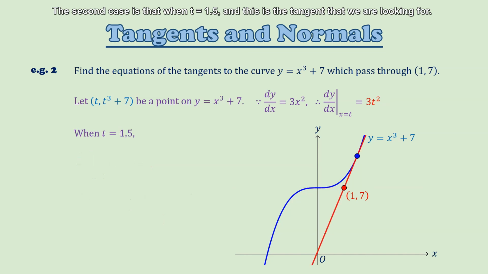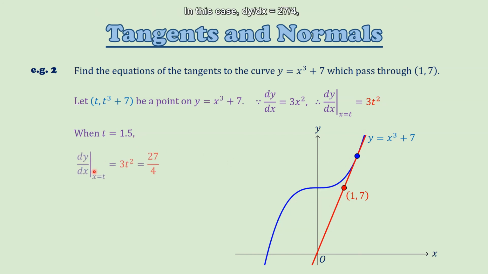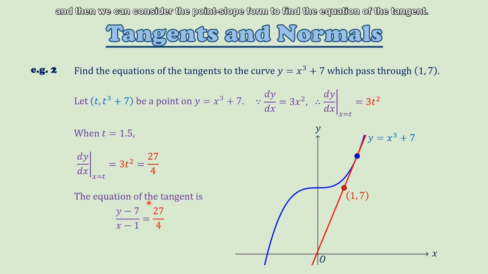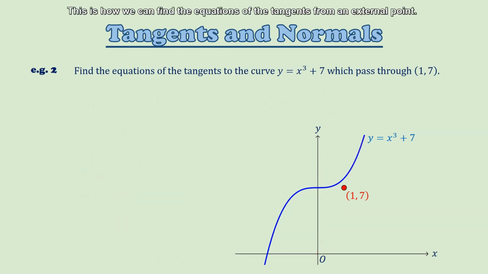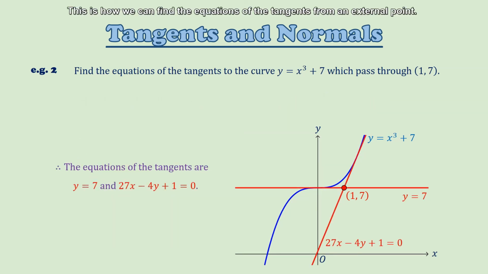The second case is that when t is equal to 1.5, and this is the tangent that we are looking for. In this case, dy/dx is equal to 27 over 4, and then we can consider the point-slope form to find the equation of the tangent. We consider this point (1, 7), and then the slope 27 over 4. As a result, the equation is 27x minus 4y plus 1 equals 0. This is how we can find the equations of the tangents from an external point.